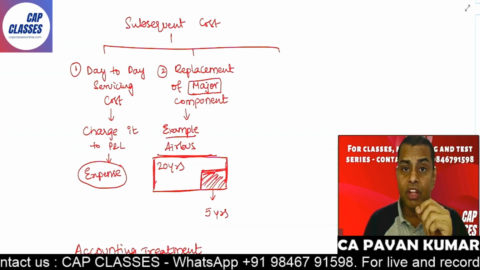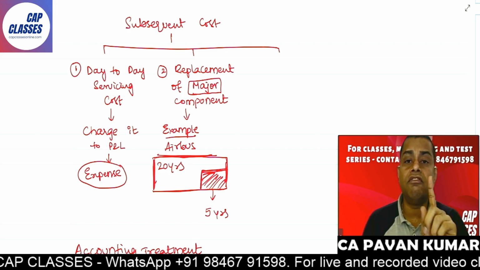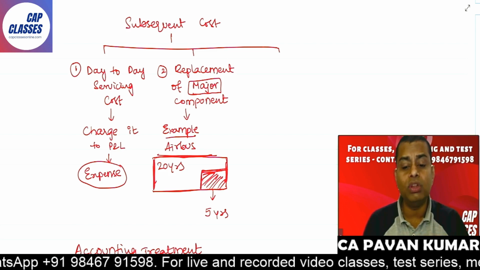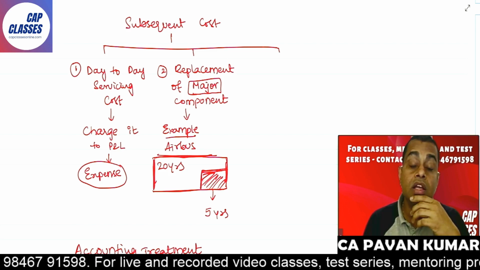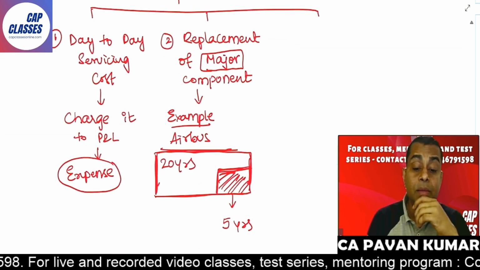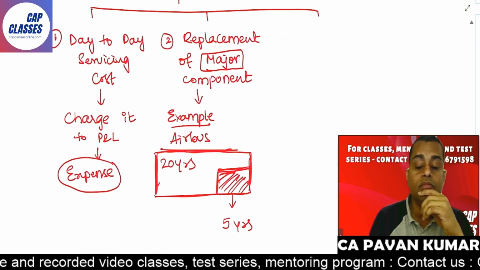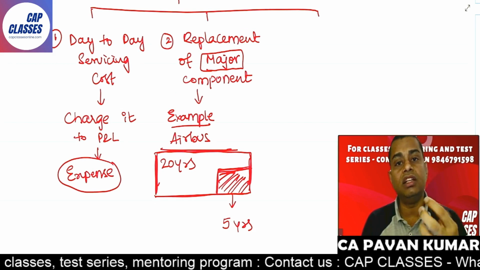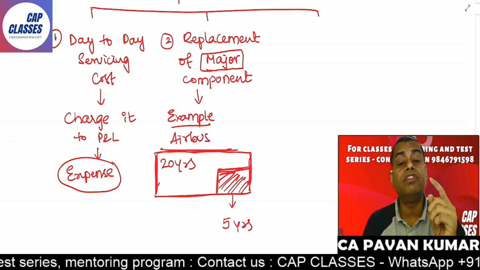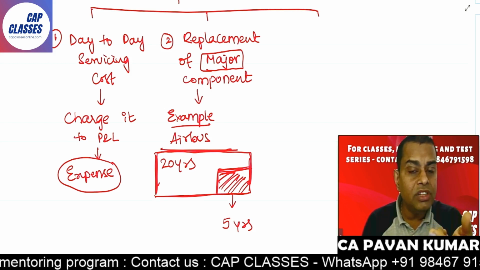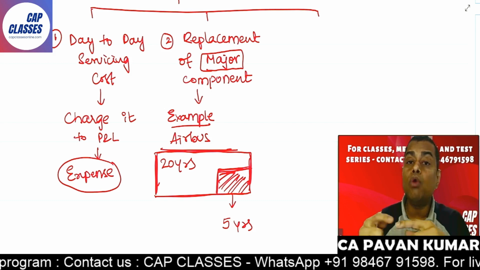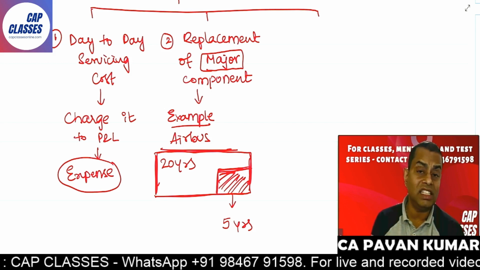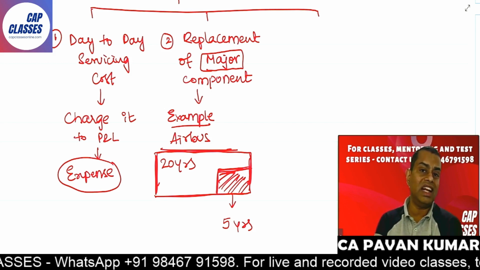Do you remember, we saw two types of subsequent costs. One is day-to-day servicing cost, in the form of repairs and maintenance, and I told you that it should be expensed to P&L. Then comes the second one, replacement of a major component. Do you remember the very interesting calculations we saw, the logic we understood, and also, if the written down value of the old component which is replaced is not available, how do we do fair value accounting? How do we calculate, taking the cost of the new component as the basis? We saw all these things in session 2.